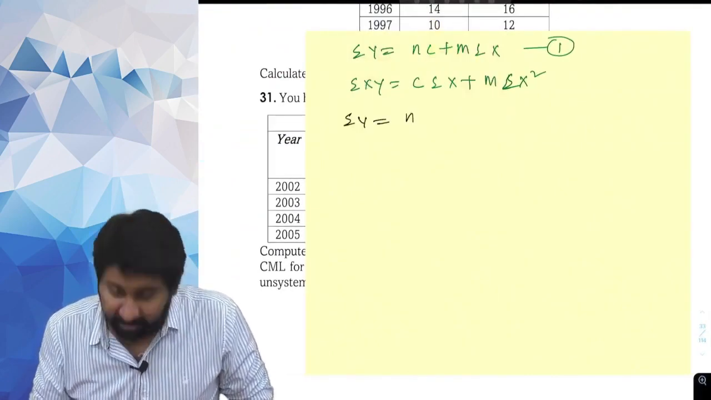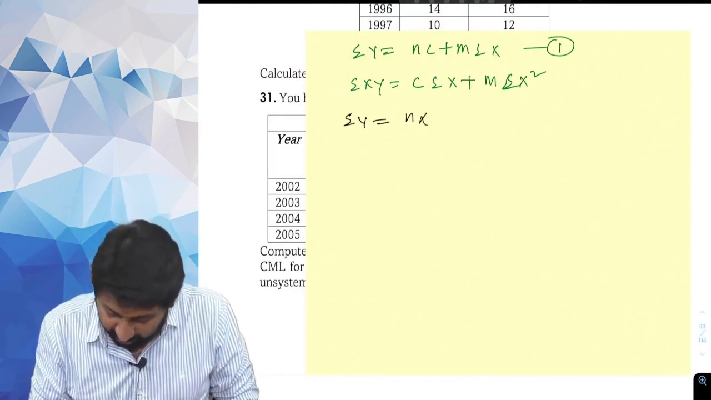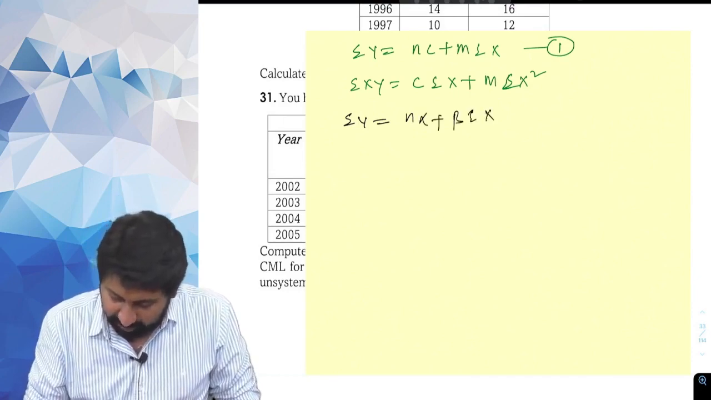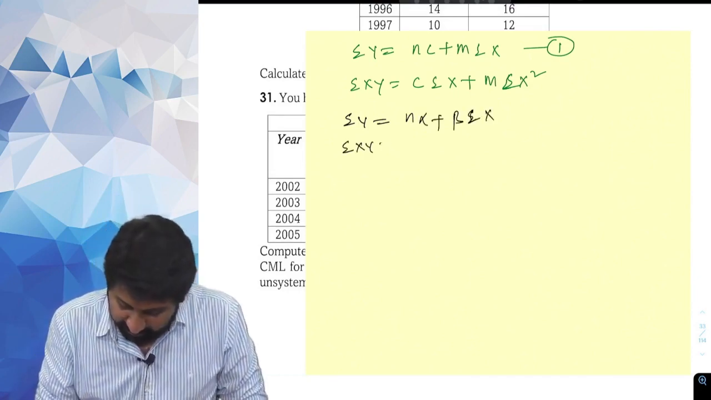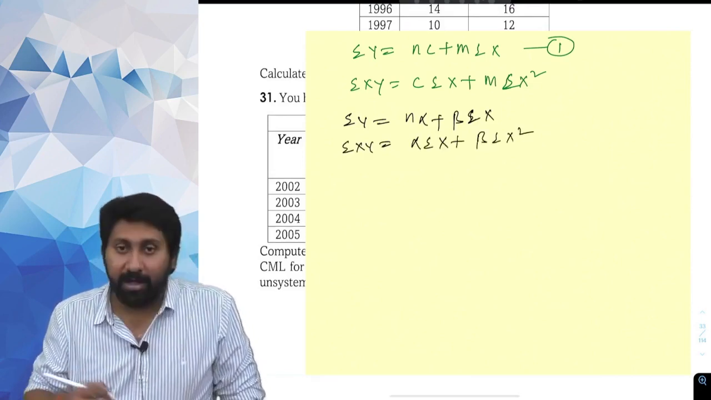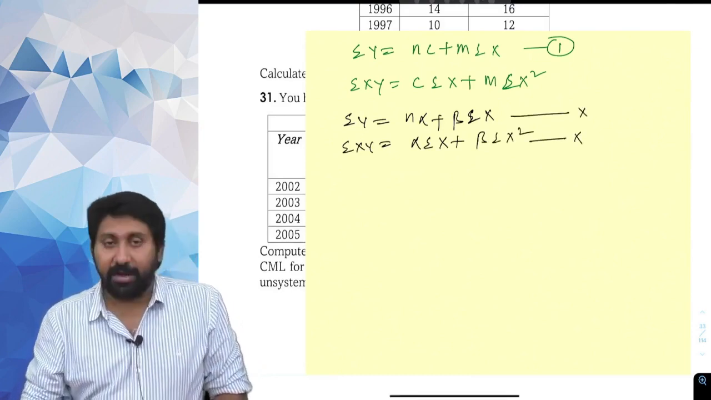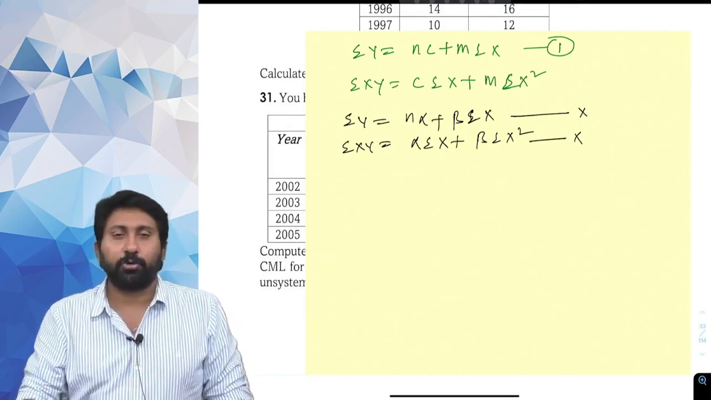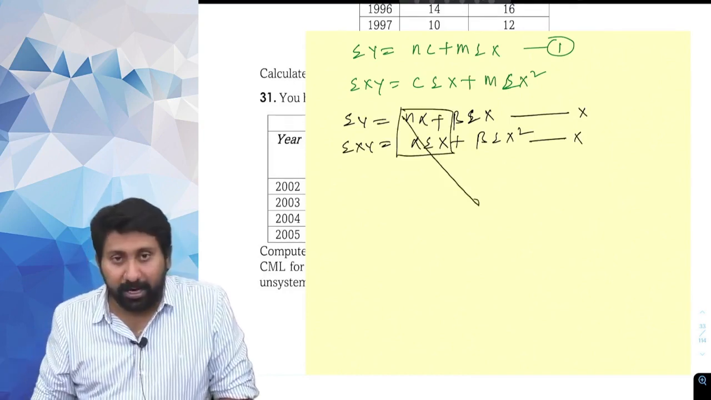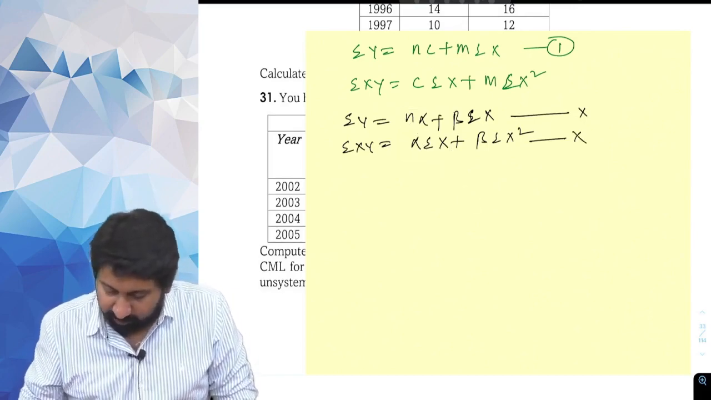Here sigma y equals N times C, where C means constant. What is the constant in our financial management language? It is called alpha. M means slope, and the slope here is beta. So sigma y equals N alpha plus beta sigma x, and sigma xy equals alpha sigma x plus beta sigma x square. Equation 1 and equation 2. Using common sense, I want these two terms to cancel. To get those cancelled, what do we have to do?